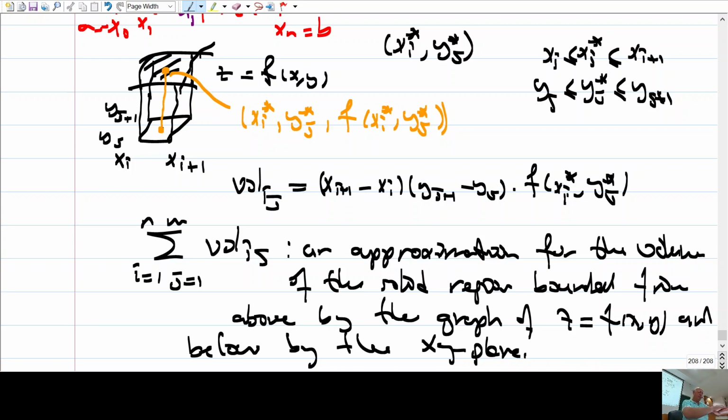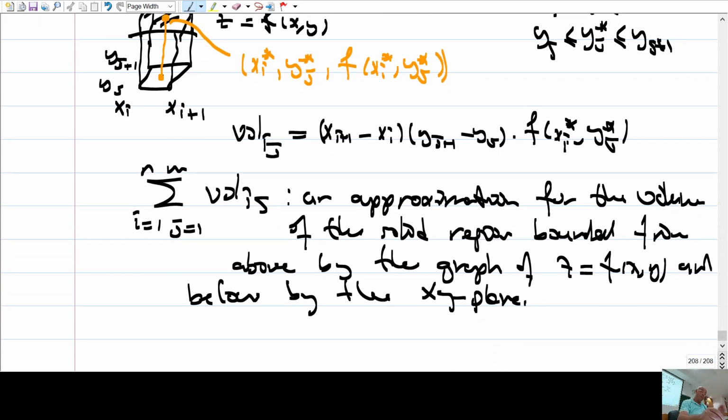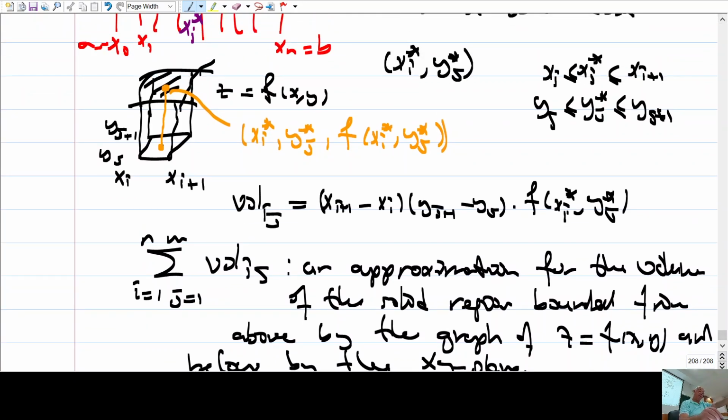On the bottom you have the xy plane, and above you have this curved region, surface, z equals f(x,y). So it's something like this. This is x_{i+1}, y_{j+1}. Over this you have some graph. To compute the volume of this object, I pick a point here, compute the height of the function at this point, and then I consider the rectangular box, and I take the volume of this rectangular box as an approximation for the volume of this region, whose bottom side and these sides are plane regions, but the top is a curved surface. Okay, so this is an approximation for that volume.